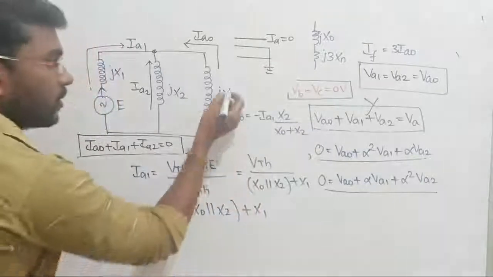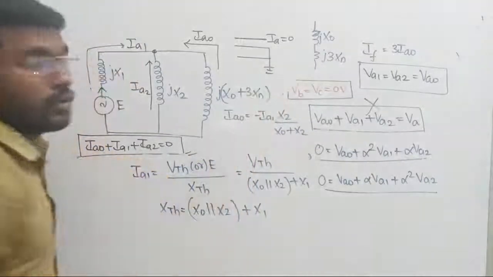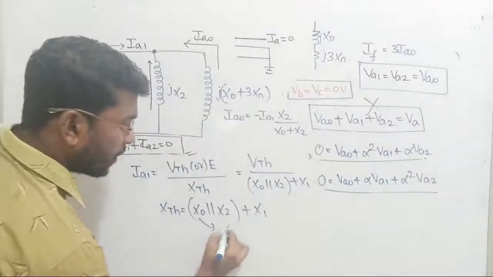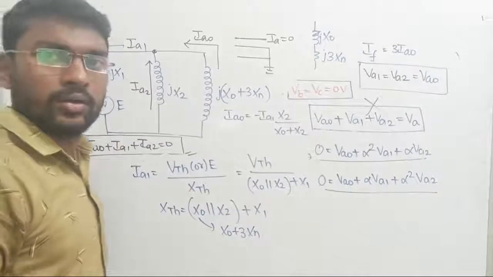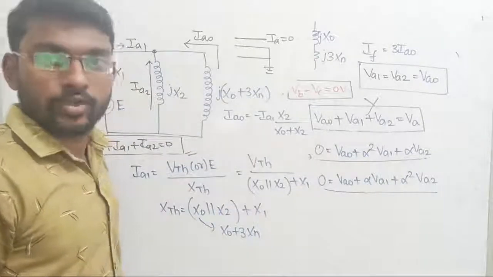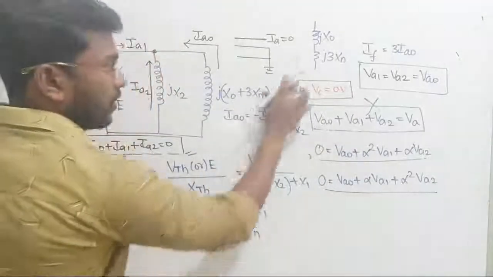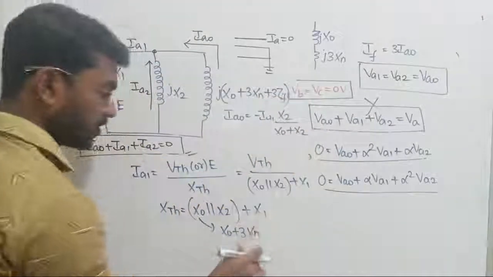If it is given, just consider 3 times of Xn right here. It can be replaced by X0 plus 3 times Xn, and if fault impedance is given, write that in addition. I hope you all are getting it. If the fault impedance is also given, how do you attach 3 times Zf? You can extend it further if it is given.